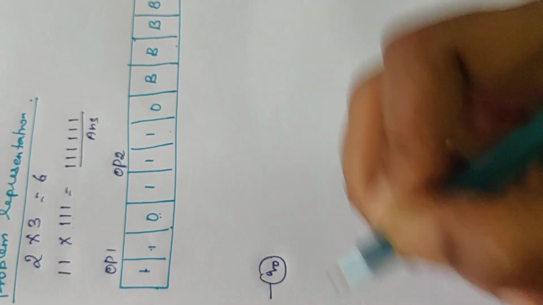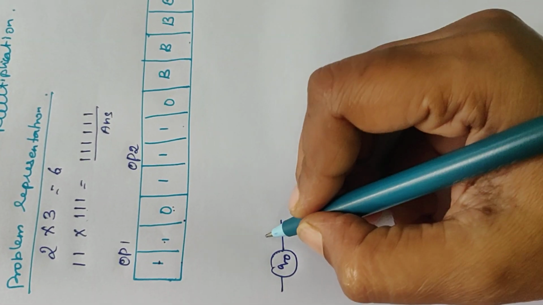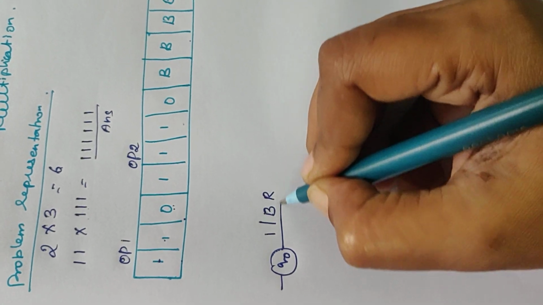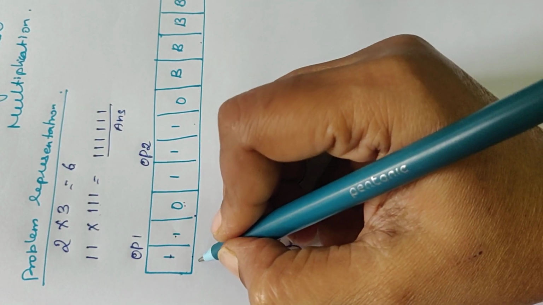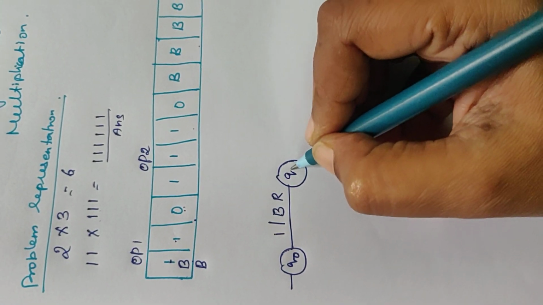Let me start with Q0. From Q0 I am looking at this 1. Replace that by B and move right. Why am I replacing that by B? To tell that this is being processed. Okay, so let me put it here. So I will be on Q1.